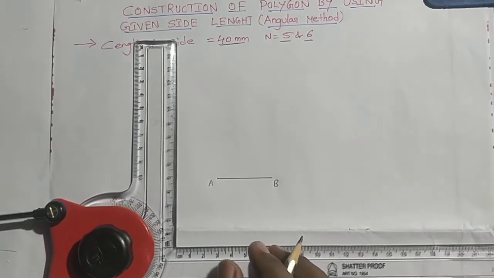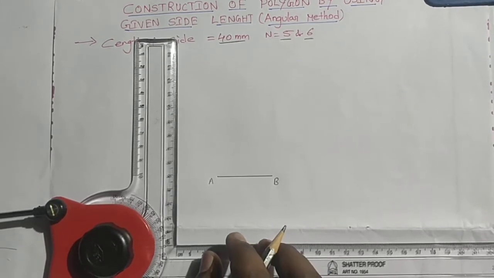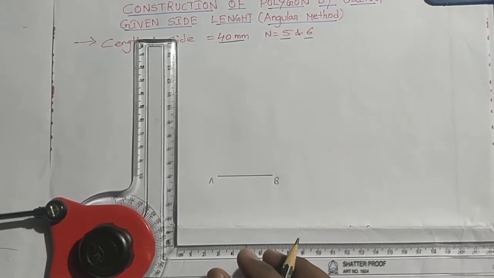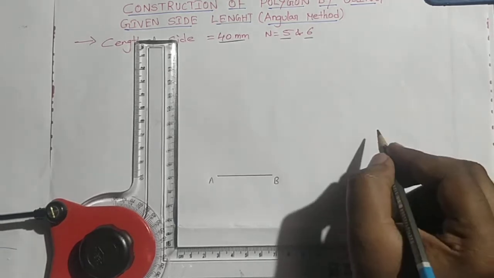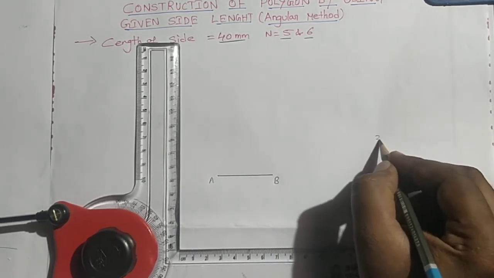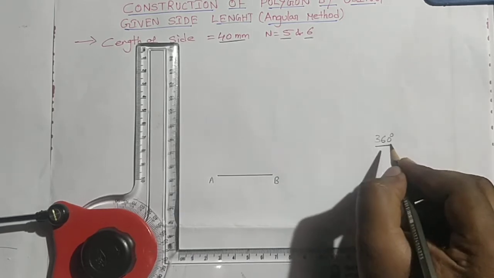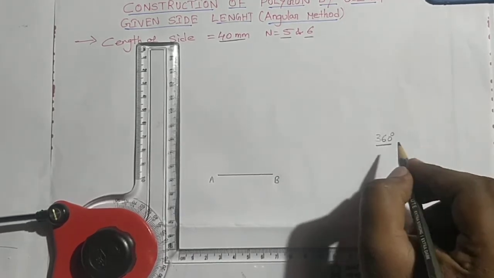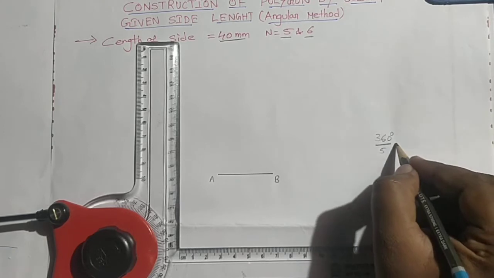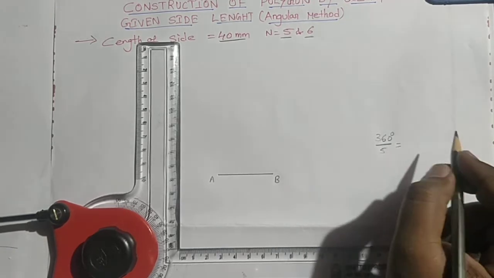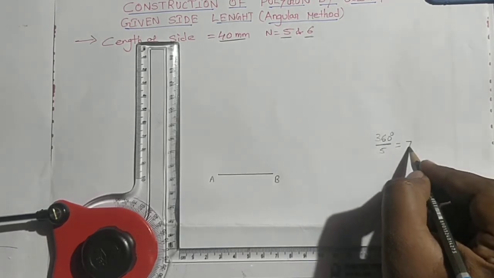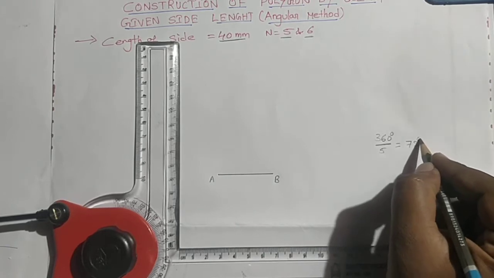Next, by using a protractor, the total angle of a circle is 360 degrees, divided by the number of sides of a pentagon, which is 5. Therefore, the angle we get is 72 degrees.